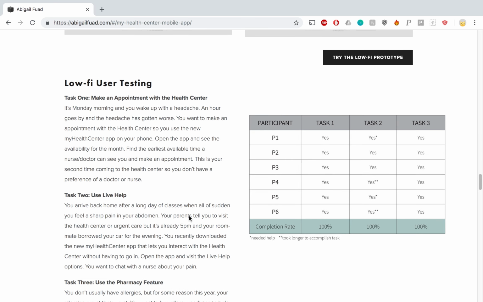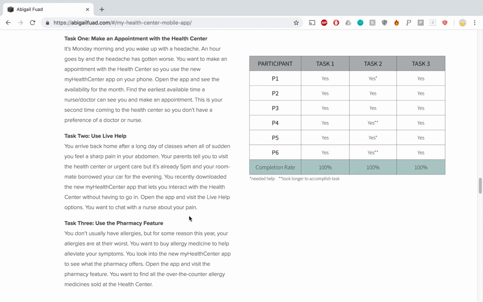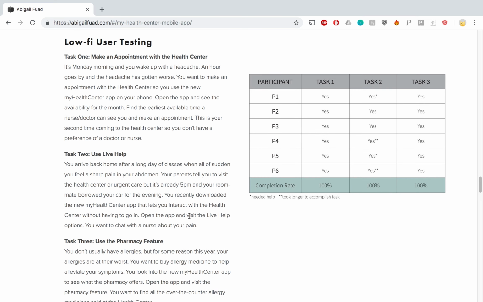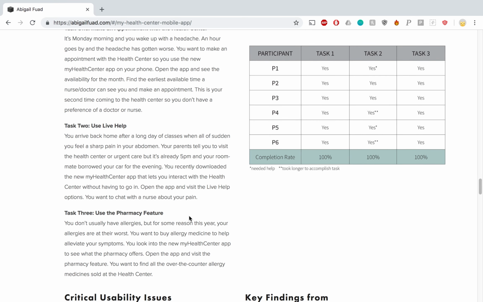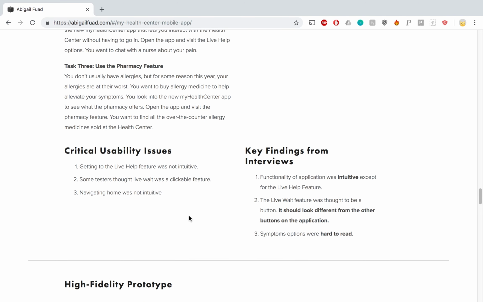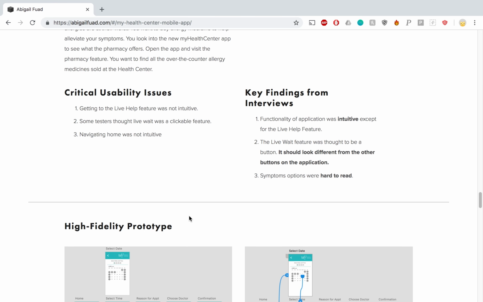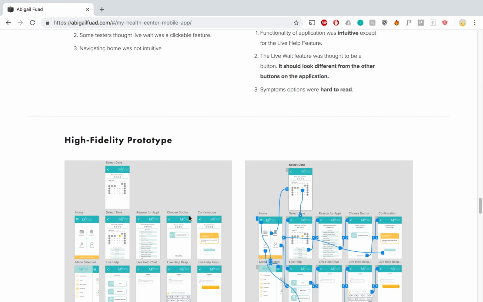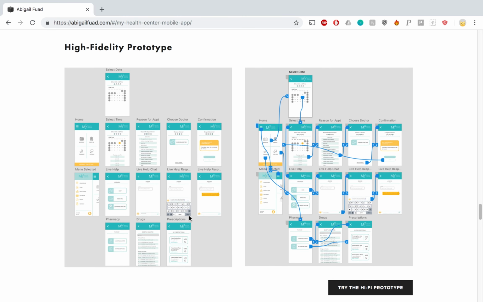Then we went out and did some user testing where we had three tasks and had users try to go through the app and see if they were successful using it. We found that we did have 100% success on each one, though in some areas they did need some guidance and help on our end. From that, we found some critical usability issues, and we got some key findings from interviews that we conducted afterwards in order to make the prototype even more effective and successful.